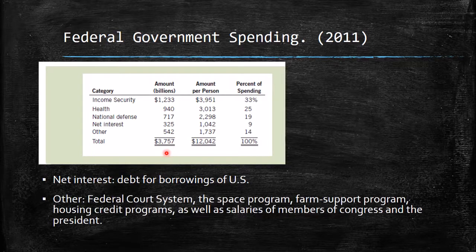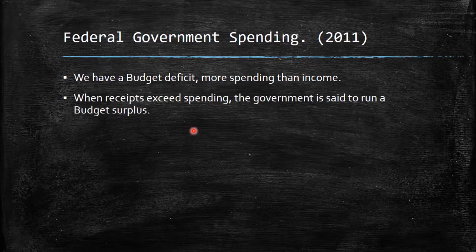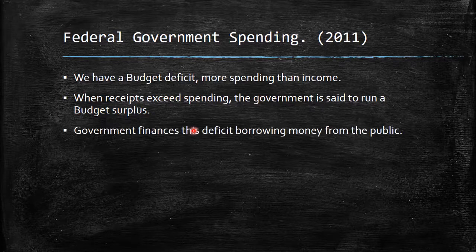And here in other, we have the federal court system, the space program, farm support programs, housing credit programs, as well as salaries of members of Congress and the president. Those are included here in the 542 billion. So as we noticed, United States has a budget deficit, because of more spending than income. Now imagine that we are in another situation, when receipts exceed spending. This is a situation in which the government is said to run a budget surplus. As we said before, the government finances this deficit by borrowing money from the public.